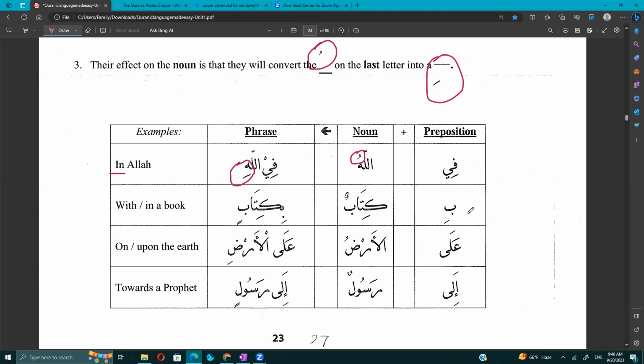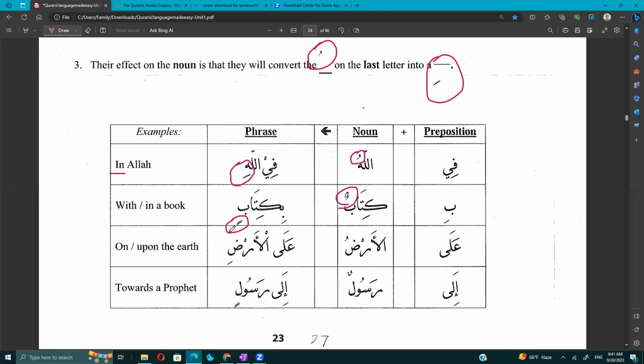Then the second preposition is bi plus kitabun. It becomes bi kitabin. It became a kasra. Notice that there could be a single dhamma, or a double dhamma, that is the tanween: un, bun, ban, and bin. Or it could be ba, bu, and bi. So if it is kitabun, it becomes kitabin. If it was kitabu, it becomes kitabi. So a single dhamma will become a single kasra, and the double dhamma, the tanween, will become kasra tanween. That is the difference.